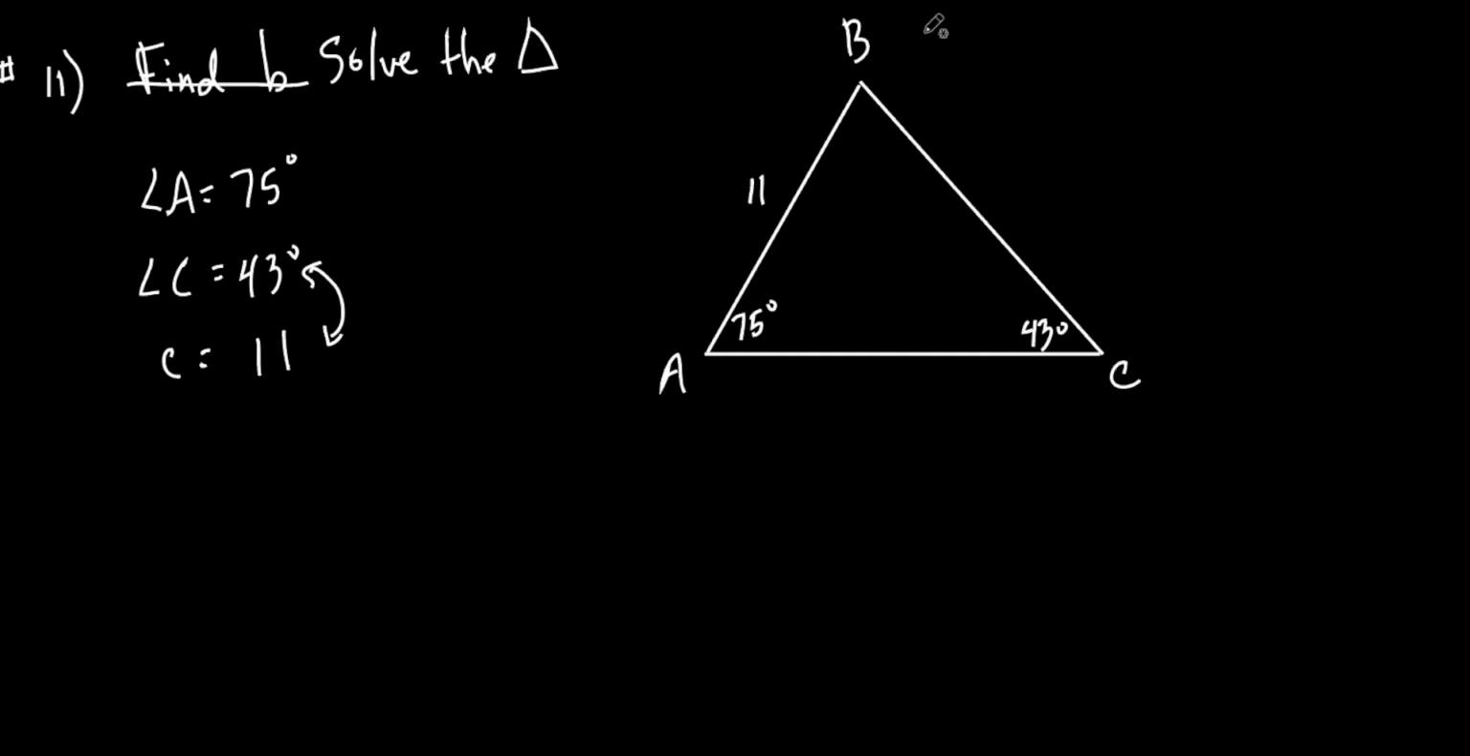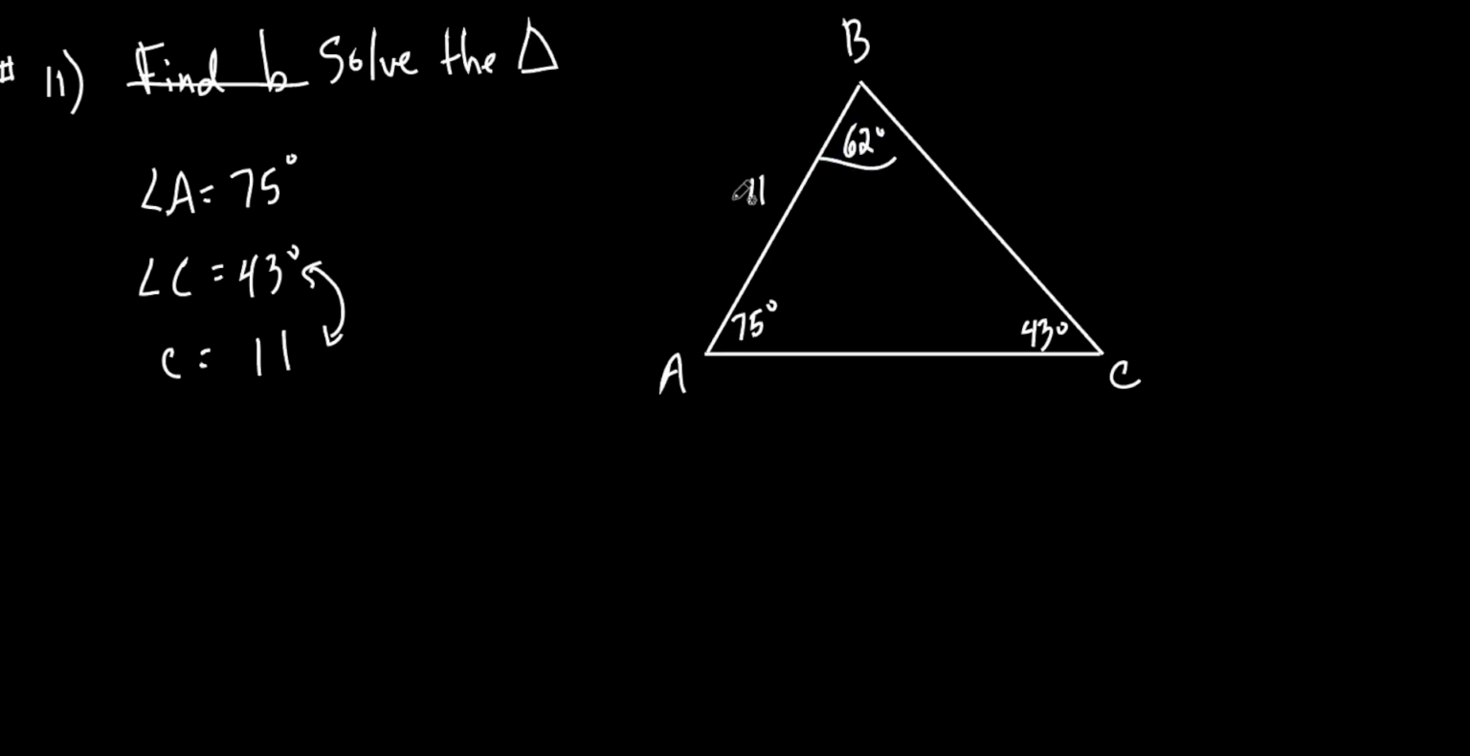Okay? So what are we going to solve for first? What's the easiest thing to solve for? Angle B. Yeah, so how do we solve for angle B? Yeah, 180 minus 75 minus 43. And that gives you 62. So this angle up here is 62 degrees.